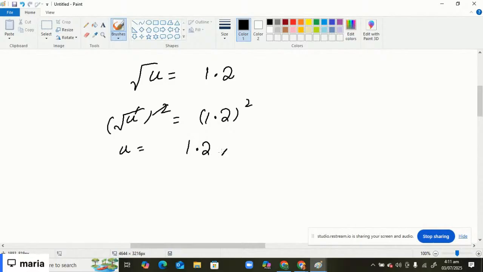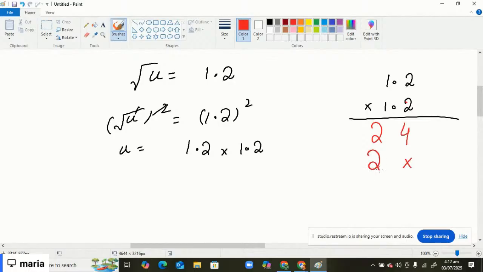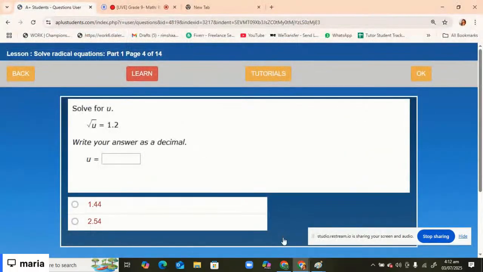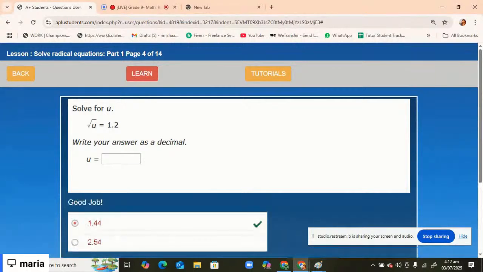Here is 1.2 times 1.2. Okay, let's do it. 2 times 2 is 4. 2 times 1 is 2. 2 times 1 is 2. 1 times 1 is 1. So 4, 4 and 1. After two digits we are going to put the point. Let's see, the answer is 1.44, and here is the right answer.